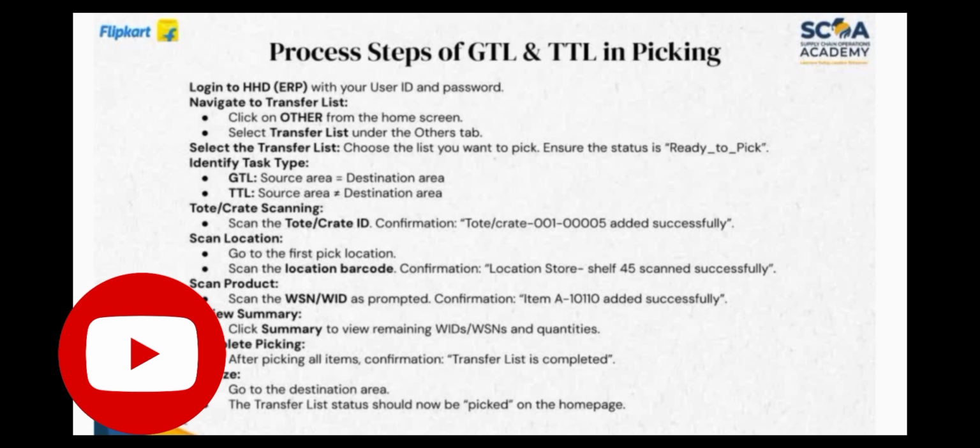Confirmation: added successfully. Go to the first pick location. Scan the location barcode. Scan the WSN, WID as prompted. Click Summary to view remaining WIDs, WSNs and quantities. After picking all items, confirmation: transfer list is completed. Go to the destination area. The transfer list status will be picked.